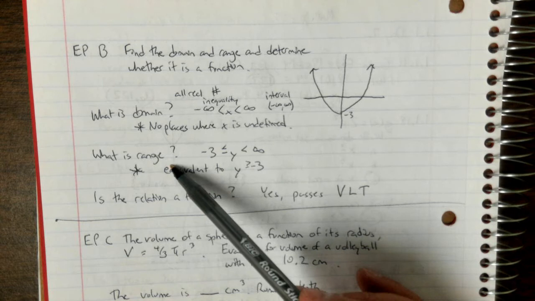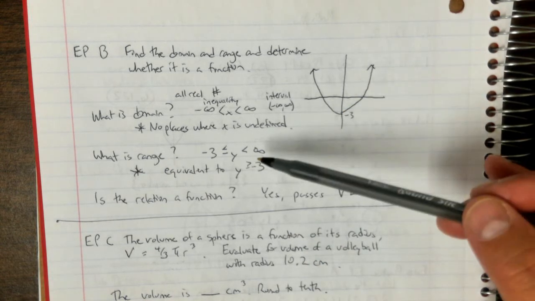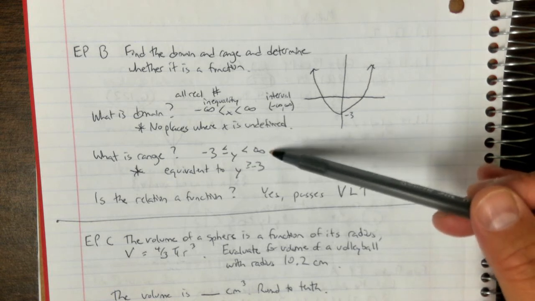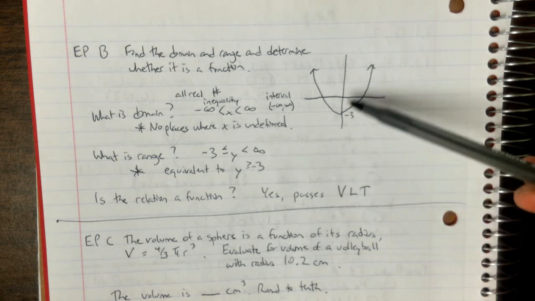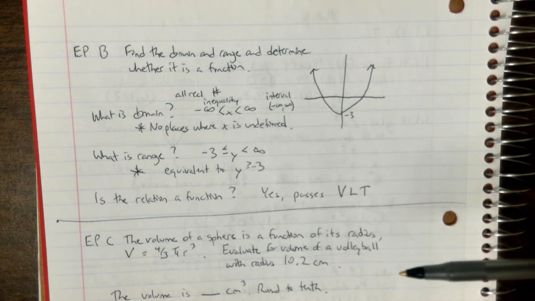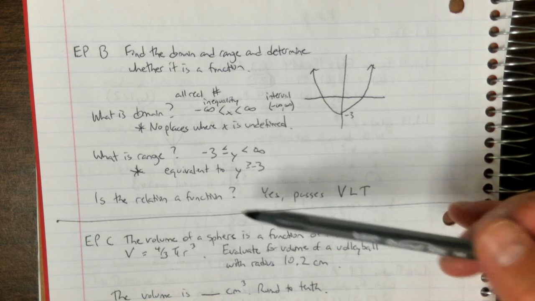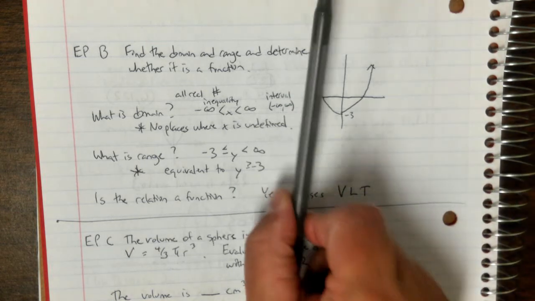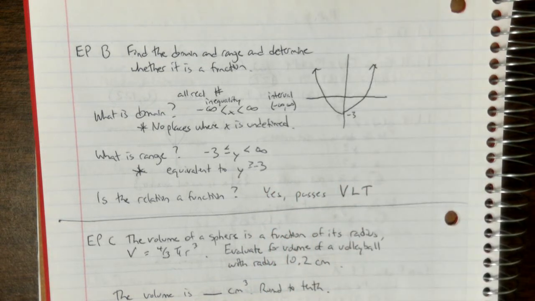And then the range for this one is from -3 to the top. And so -3 less than or equal to y less than infinity. And that is equivalent to y greater than or equal to -3. But they have a two-sided boundary instead of a one-sided boundary. And this relation is a function because it passes the vertical line test. There's not a single place where it hits two y values.